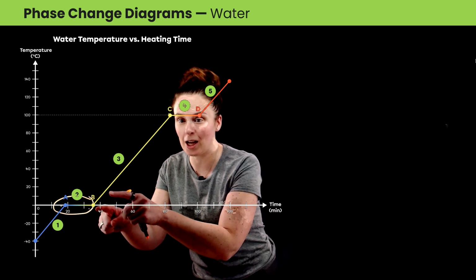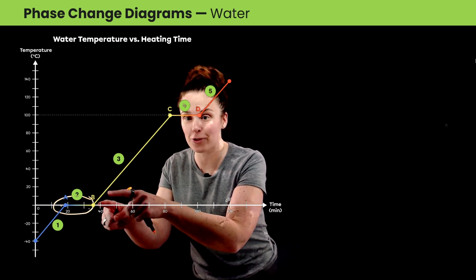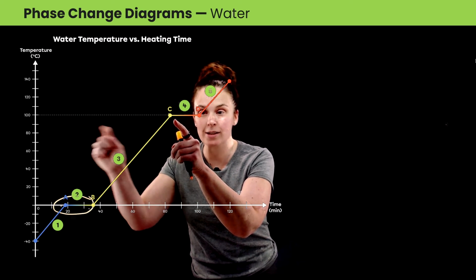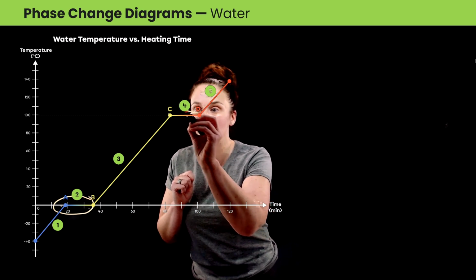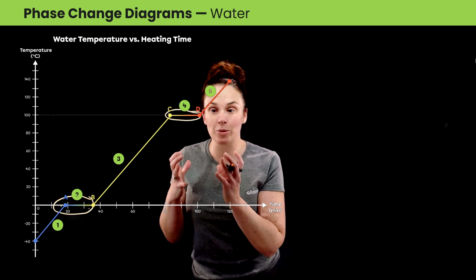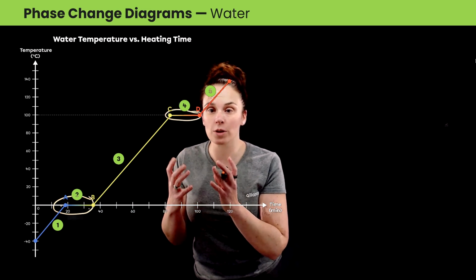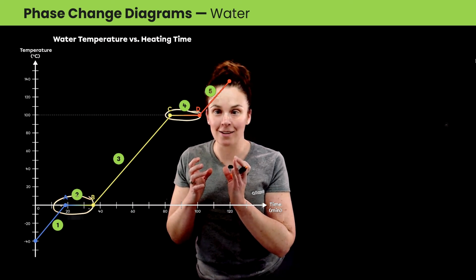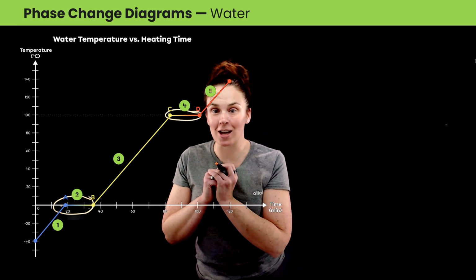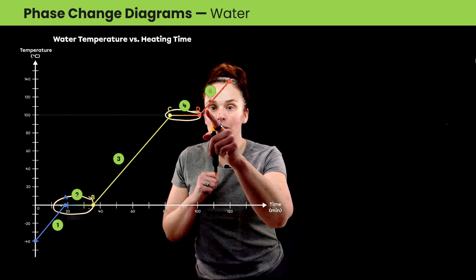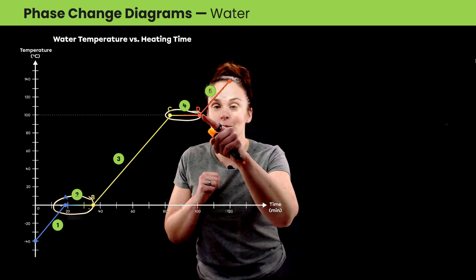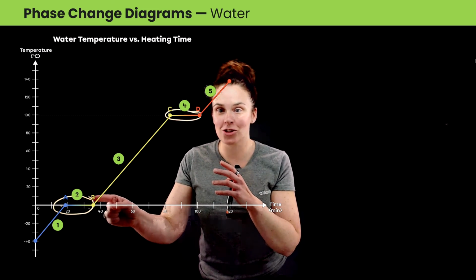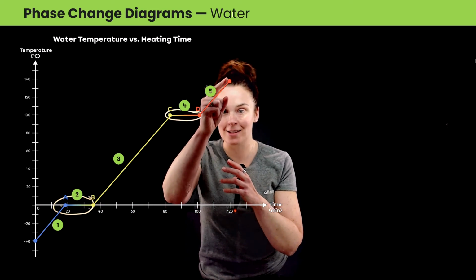Then we continue moving up the graph. And in section 3, the water is in liquid state. But then once we reach 100 degrees Celsius, which is the boiling point of water, we see another phase change. So anytime there is a plateau in our graph, we know that there is a phase change happening. And as you can see, the temperature remains constant again. So here we have vaporization happening. And then as we move up the graph to section number 5, as you can see with the red, it's water vapor. So again, we went from solid, phase change, liquid, phase change, gas.